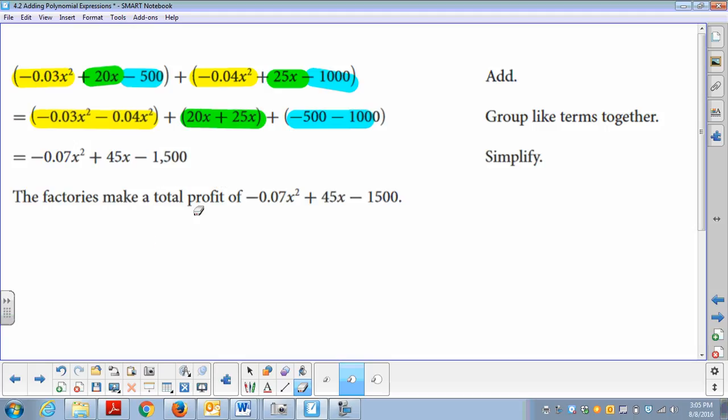So total profit for the factories is negative 0.07x squared plus 45x minus 1,500.